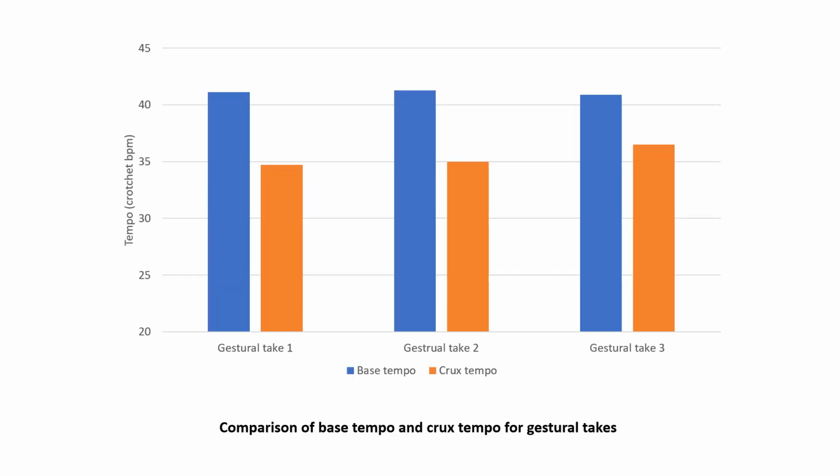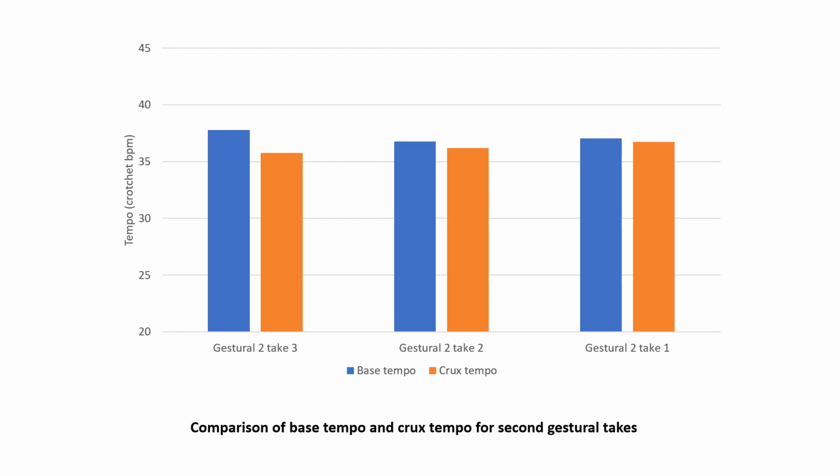Finally, I compared my bass tempo with my crux tempo. To my surprise, this revealed the same considerable proportionate slowing in every take that I had witnessed in the majority of the recorded tradition. This constituted the failure of my attempt at empirical determination and calibration.